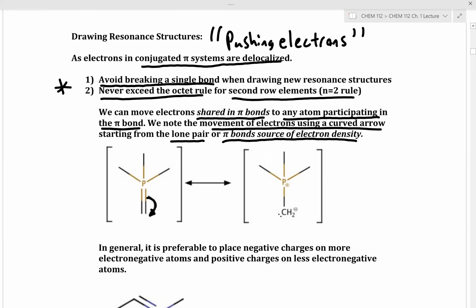Now this arrow pushing isn't just done willy-nilly. What's the logic behind why we chose to put our electrons on carbon? What's more electronegative, carbon or phosphorus? Carbon. Remember, that was the exception that we discussed early on in this class. So we've, in effect, put a lone pair on the more electronegative atom.